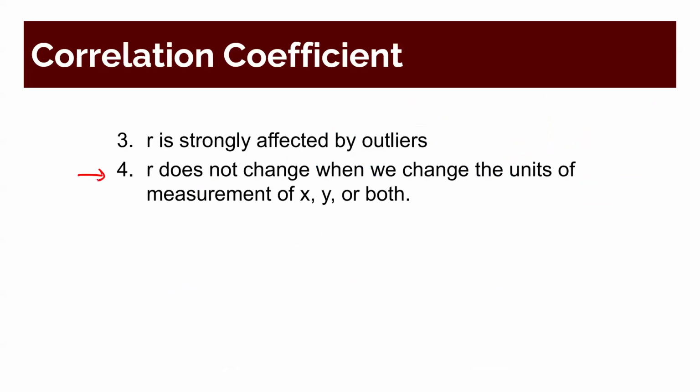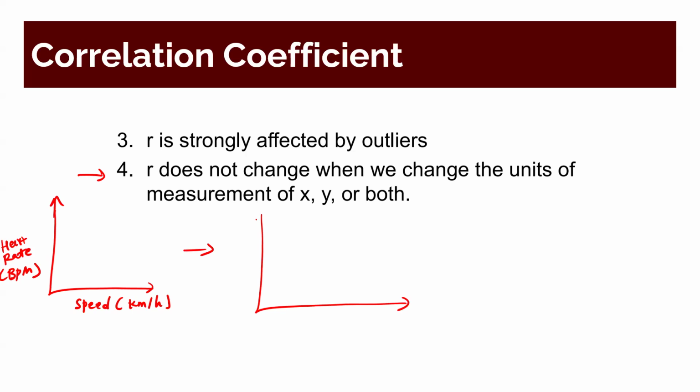And R does not change when we change the units of measurement. What I mean by that is, if speed is in kilometers per hour and heart rate is in, what is the unit of heart rate? Beats per minute. Okay, let's say BPM. Then you change the scale. You change the speed to meters per second and heart rate to beats per second.